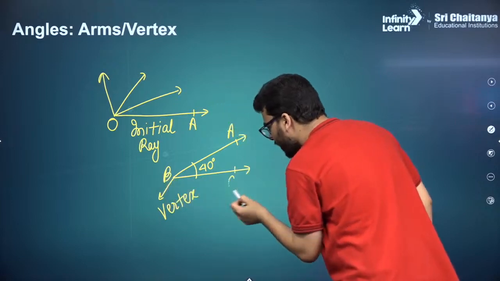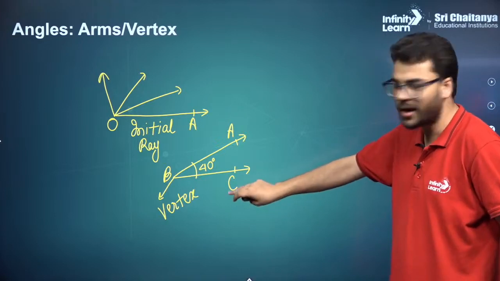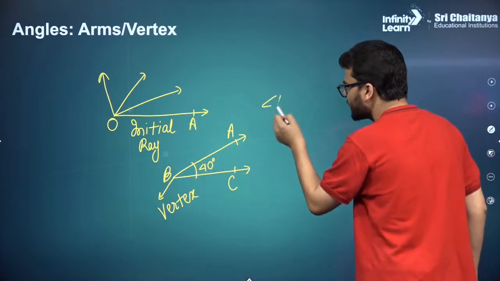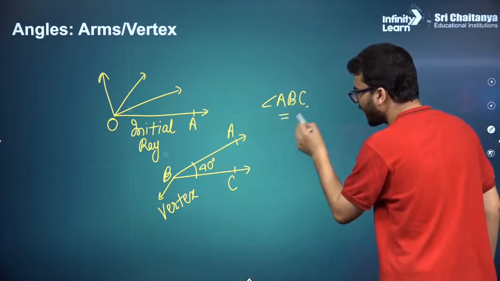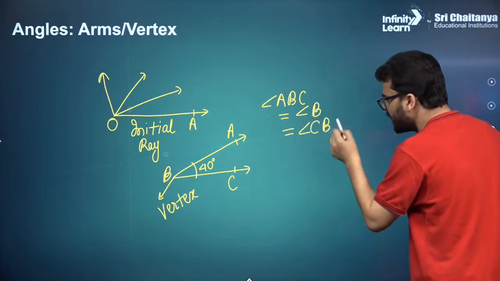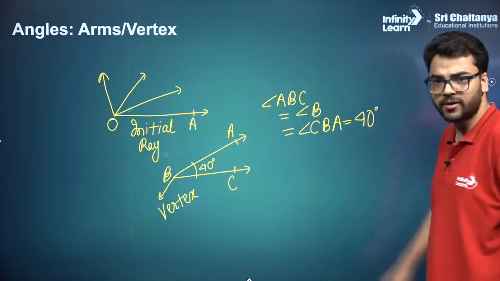This is very important because many students make mistakes in these things, therefore I am telling you, right? If it is ABC, and it's just a single angle, I can name this as angle ABC. If I want, I can name it as angle B. If I want, I can name it as angle CBA as well. And that is equal to 40 degrees. Correct? So this is correct.